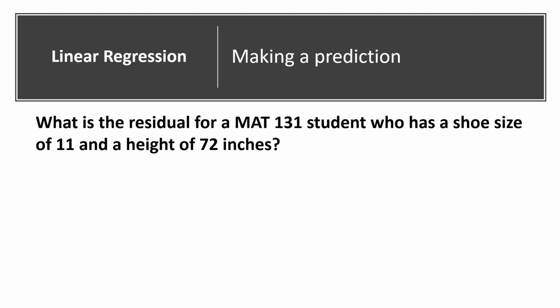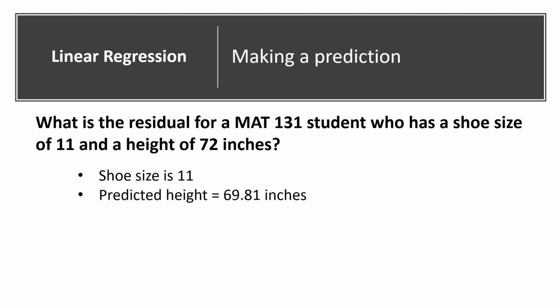Now we need to compute what is the predicted height for a student having a shoe size of 11. We do this exactly like we did in the previous example. We take our regression equation and use a shoe size of 11 to get the predicted height. If you substitute an 11 into that equation, you should get 69.81 inches. The residual is the observed height minus the predicted height. Recall, the observed height, or the actual height, for this student is 72 inches.